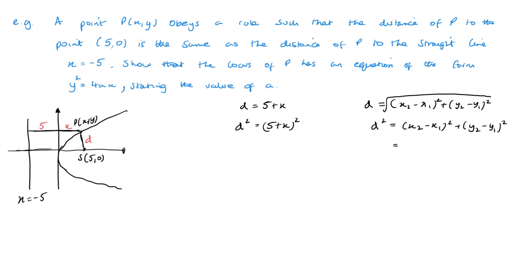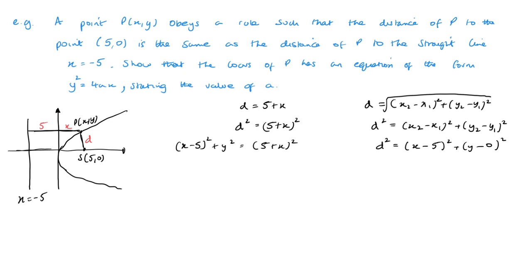Okay, now in this case, x2 can be my x and y. So x minus, and y minus. And my x1 and y1 can be the 5, 0. So that will be 5 and that will be 0. So that's what I'm going to substitute in to here. So x minus 5 squared plus y squared equals 5 plus x squared.